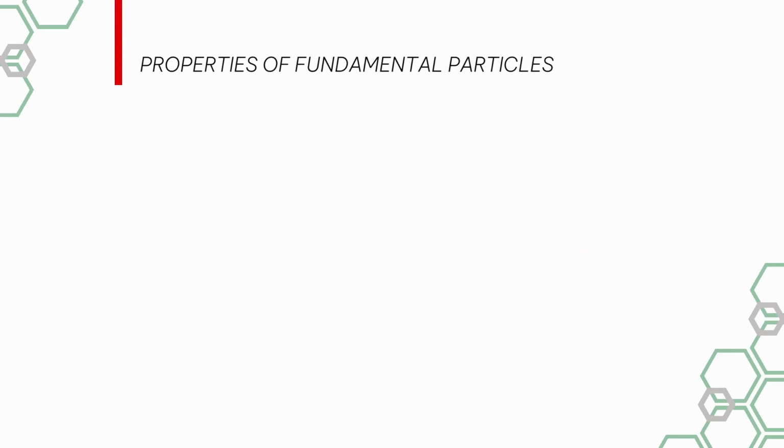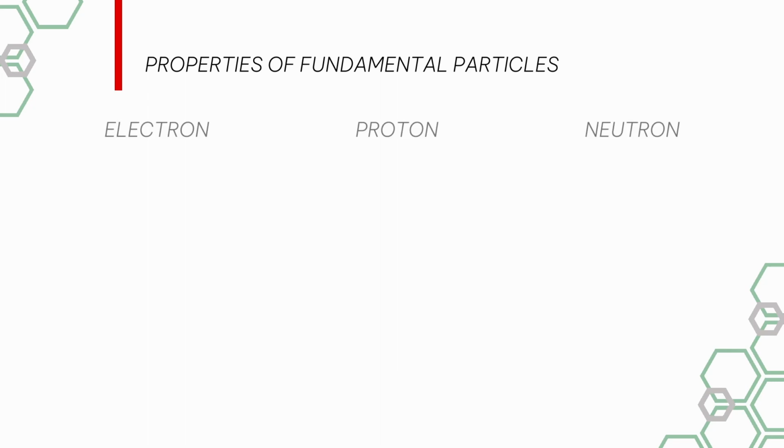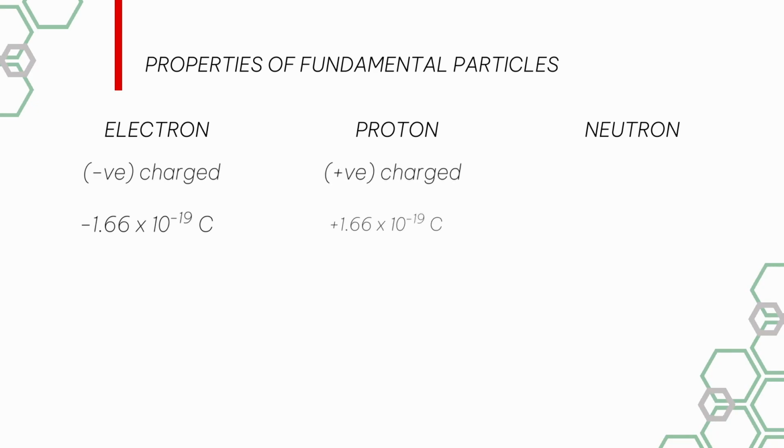Properties of fundamental particles. If we look at their properties, then the electron is a negatively charged particle and it has a charge of minus 1.6 x 10^-19 coulomb. Whereas proton is a positively charged particle and it has a charge of plus 1.6 x 10^-19 coulomb. And neutron is a neutral particle. It does not have any charge.